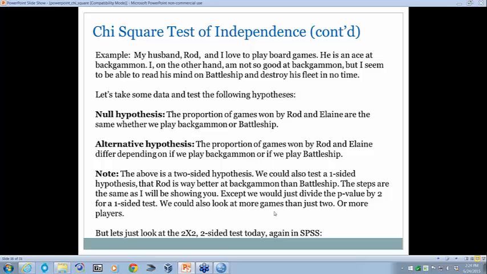We could also look at more games. We could look at more people. So we could have 20 players and 20 games and see if there are any differences there, if you get a big enough sample.